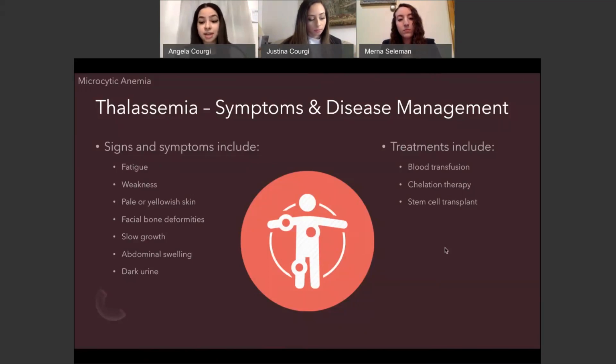Another method includes stem cell transplant. These procedures involve an anemic patient receiving infusions of stem cells from compatible blood donors. For children with severe thalassemia, this treatment method may eliminate the need for blood transfusions and iron-depleting drugs.